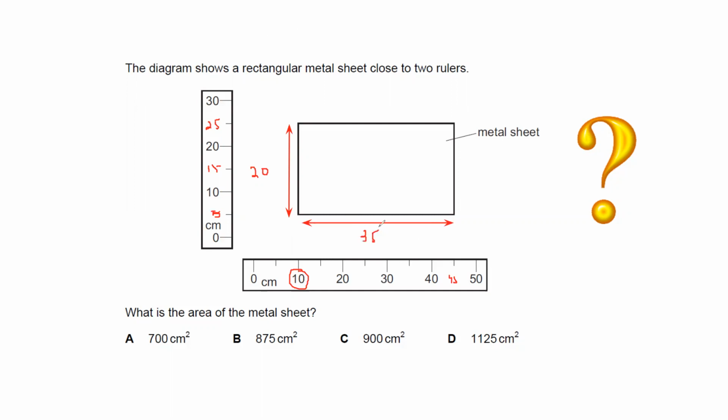If you need an area, area is length multiplied by width. So it will be 20 multiplied by 35. So when you multiply them, what will you get? You will get 700 centimeter square. That's why A was the right answer for this question.